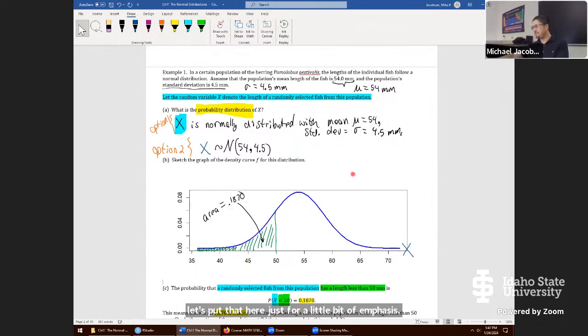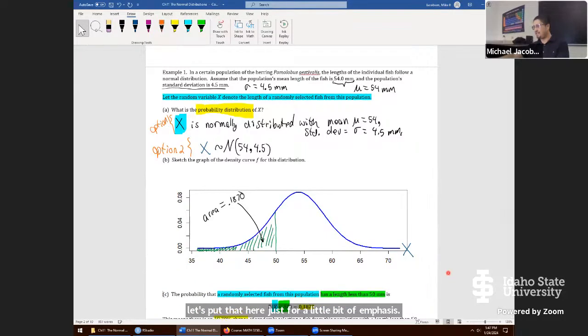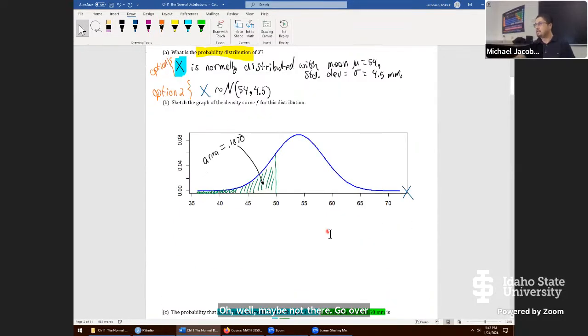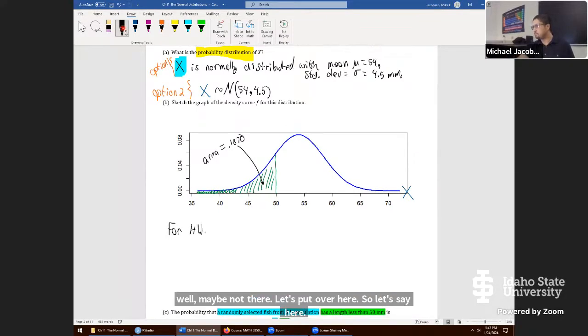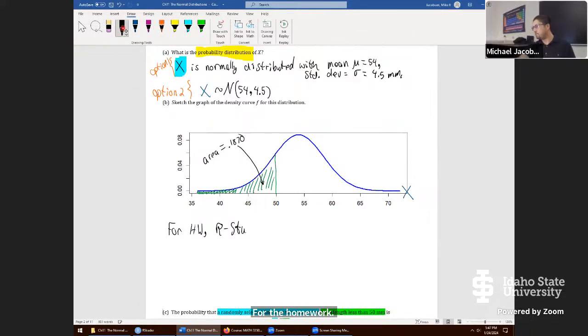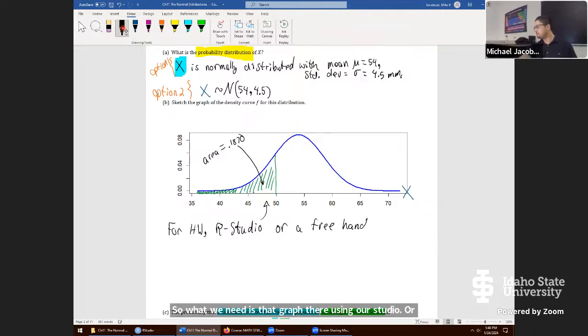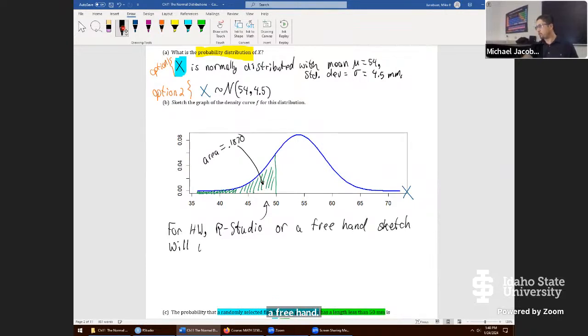Oh, well, maybe not there. Let's put that back. Let's put it over here. So let's say here for the homework, what we mean is that graph there using RStudio, or a freehand sketch will work great. And let's do that freehand sketch.